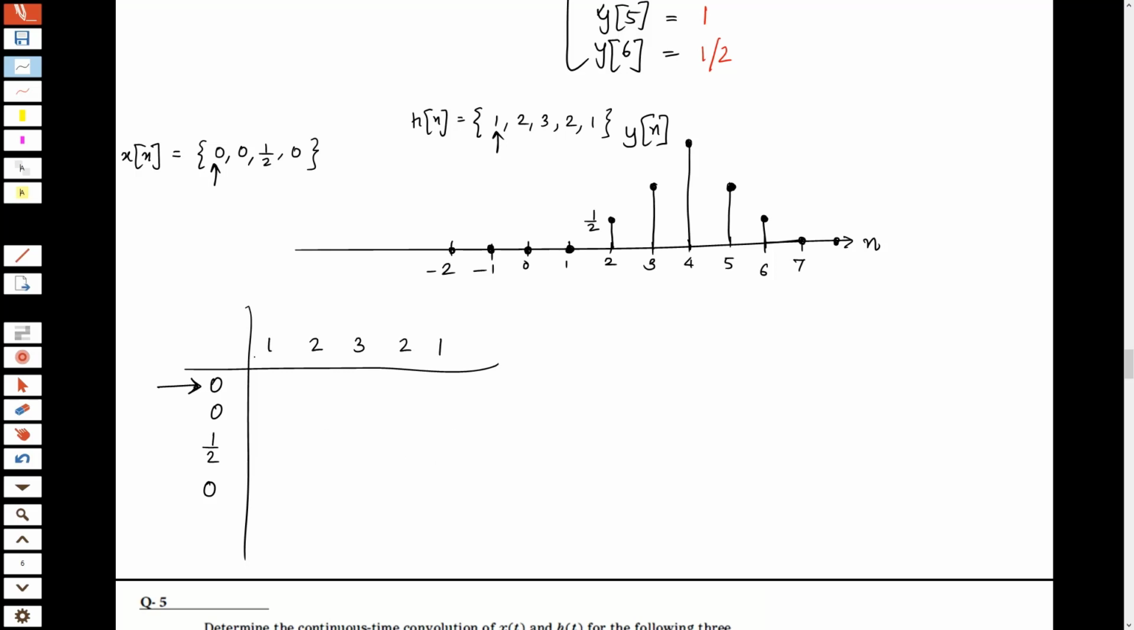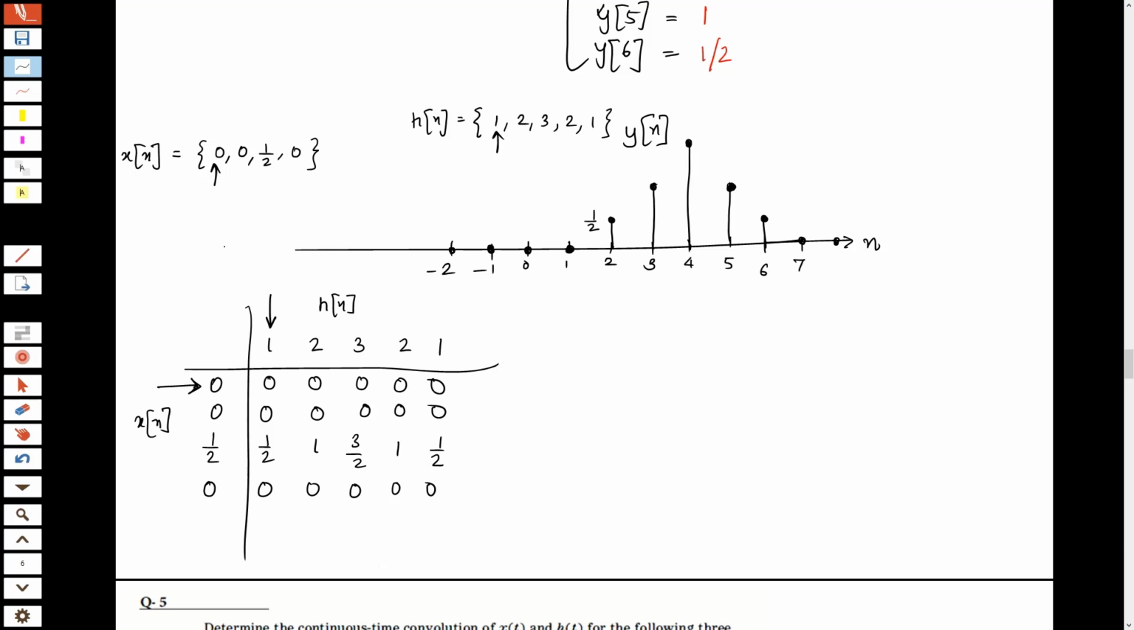Now I'm going to write the product of each of these. These are all zeros, the product of each of these with this particular row. I'm sorry, I did not mark the origin here. This is the origin for the second signal. So I've written h[n] here and x[n] here. Now find the product of each of these numbers. So these two rows are all zeros because these two were 0. This would be half, 1, 3 by 2, 1, half. This would again be all zeros, right?